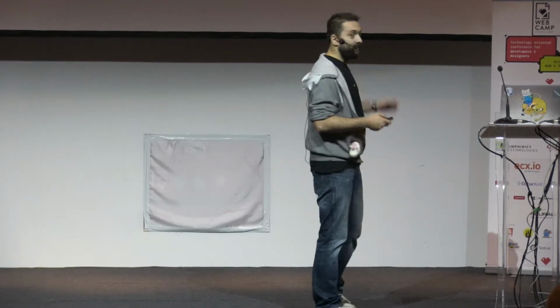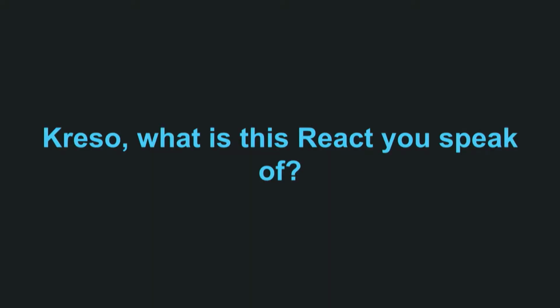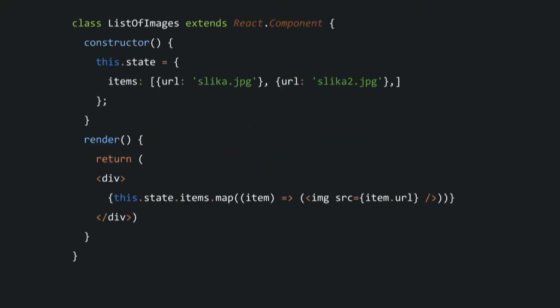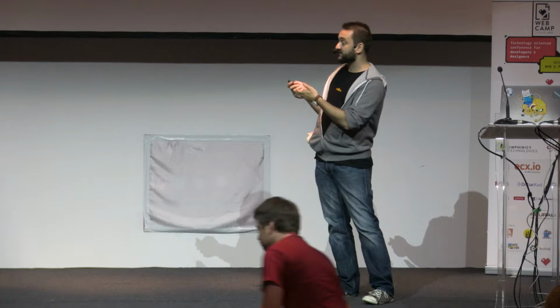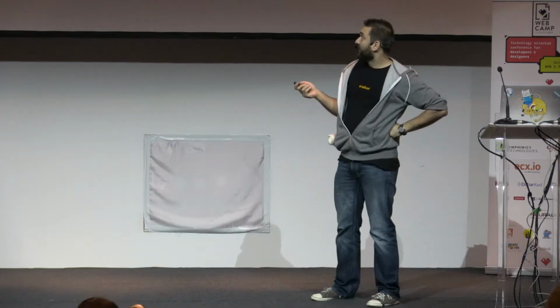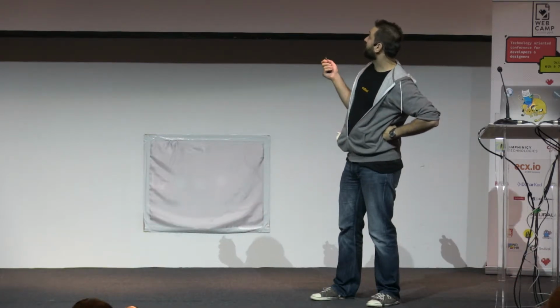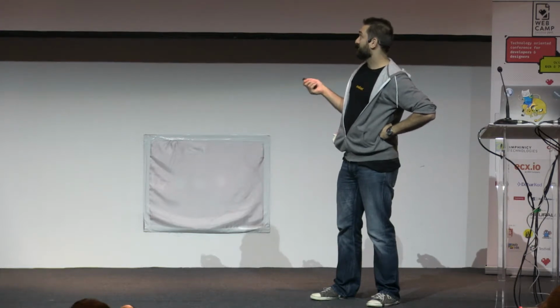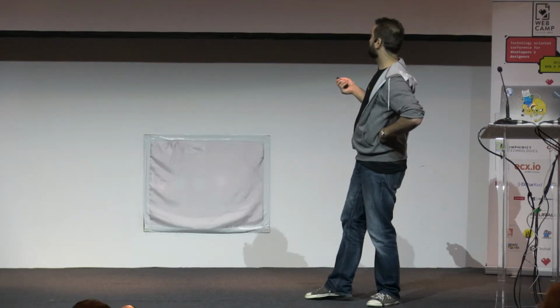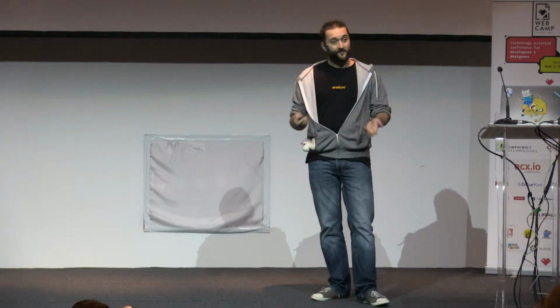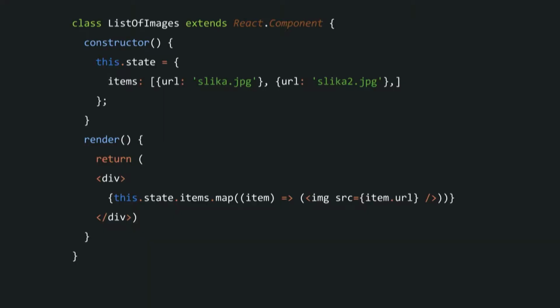OK, so Kreso, what is this React you speak of? Well, usually it's this hunk of JavaScript and XML in one file. That is usually what people think about when they say React. So you have some React component here, state, and some XML that you return that iterates over state for some reason. Well, it's really ugly, but you get used to it after some time, and it actually makes sense. Probably.